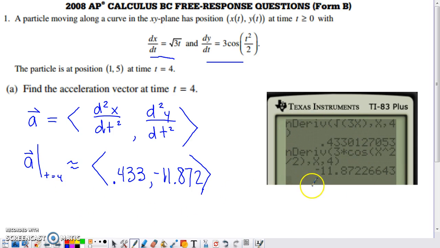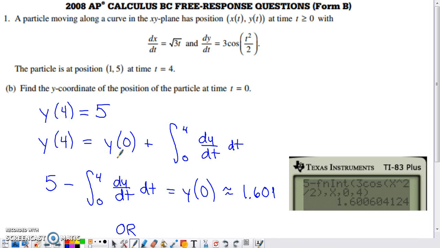You see my screenshot from my calculator, my TI-83. I found the derivative of dx/dt, evaluated at 4 to determine my x component of acceleration, and then the derivative of dy/dt evaluated at 4 to determine my y component of acceleration.